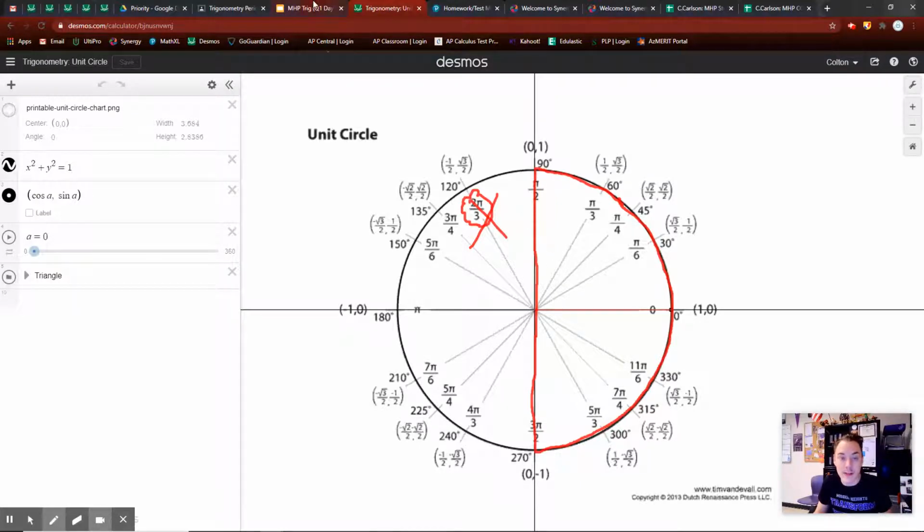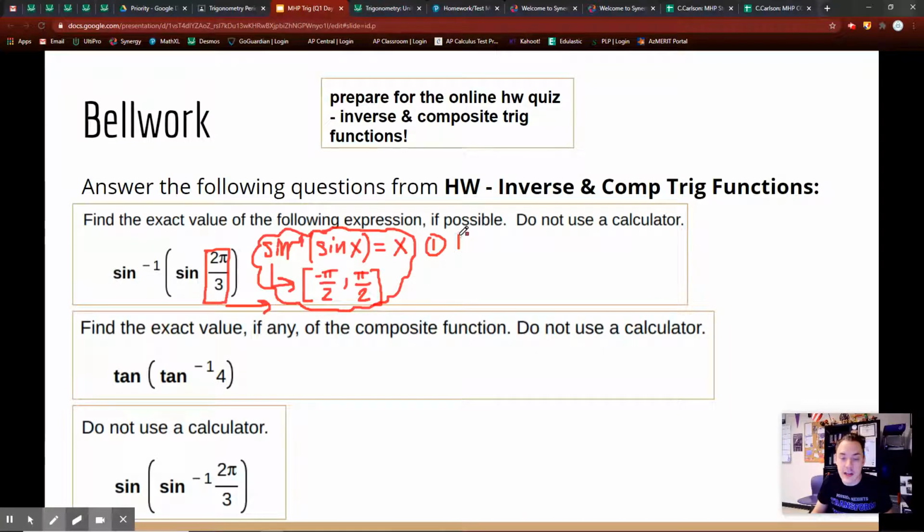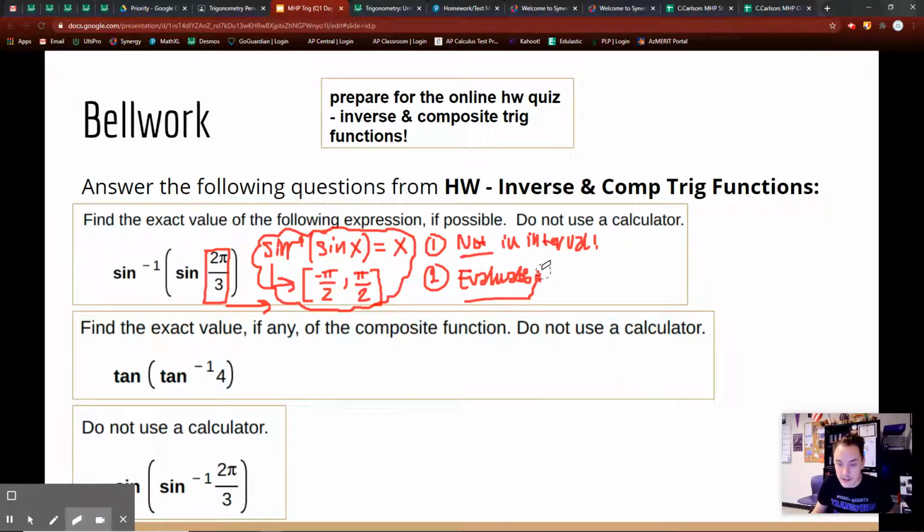So I'm going to go back here. I'm going to say not in interval. And number 2, I need to evaluate it. Now, what does that mean? So it means a couple things. Wow, my pen is not working out so hot today. So give me 1 second. I want to put a smiley face. Okay, fantastic. So evaluate. Now, what does that mean?